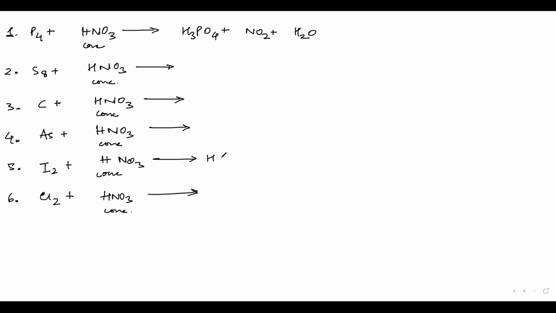Okay, so this will be HIO3 plus there will be some other products also, and this will be HClO3 plus you will have some other products also. Okay, so you just write the slide, complete it.